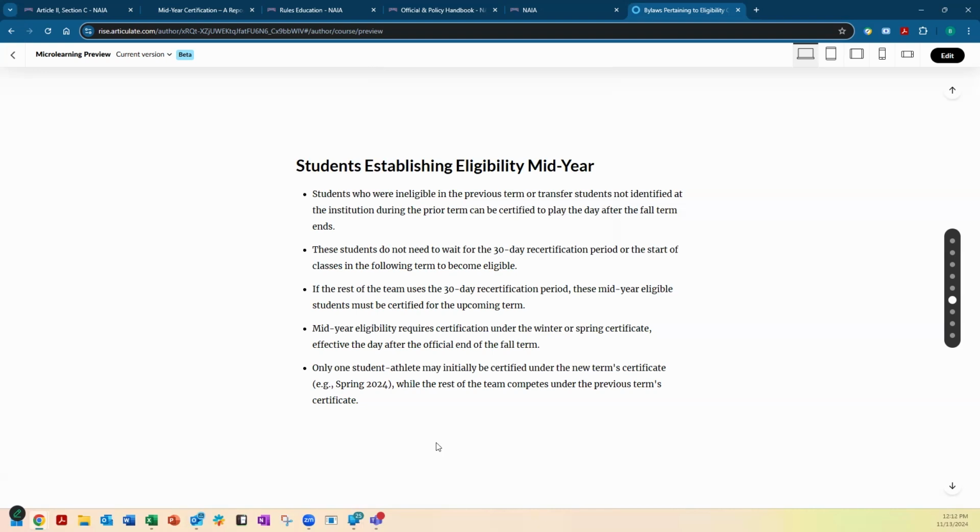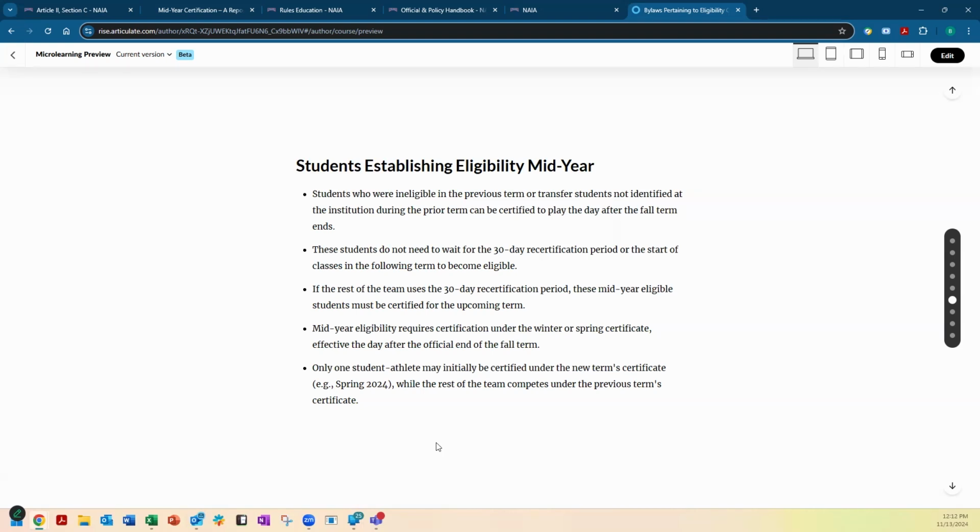Mid-year eligibility requires certification under a winter or spring certificate effective the day after the official end of the fall term. One student can kick off the certification for the next term. So especially here, we're looking at the sport of basketball.